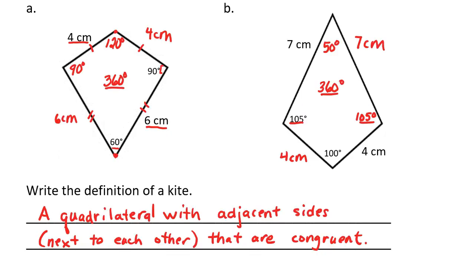And here I've written my definition of a kite. It's a quadrilateral with adjacent sides, or sides that are next to each other, that are congruent.